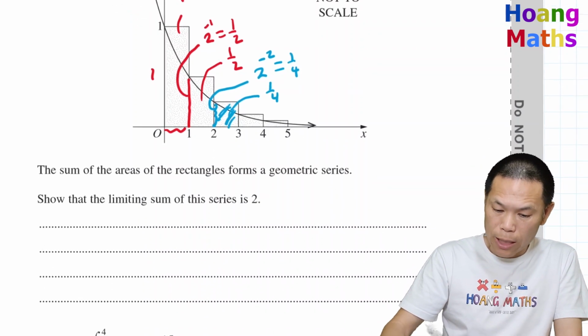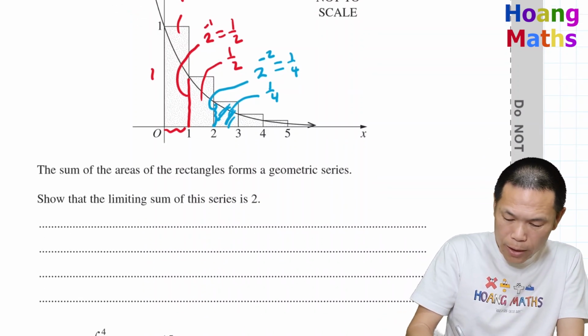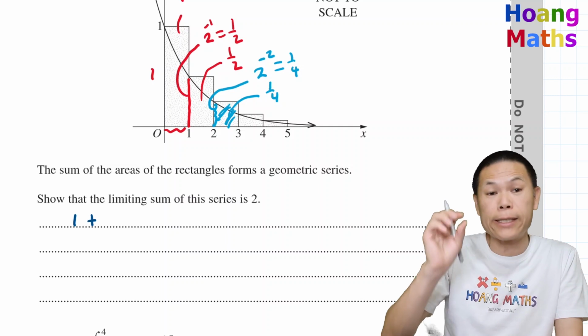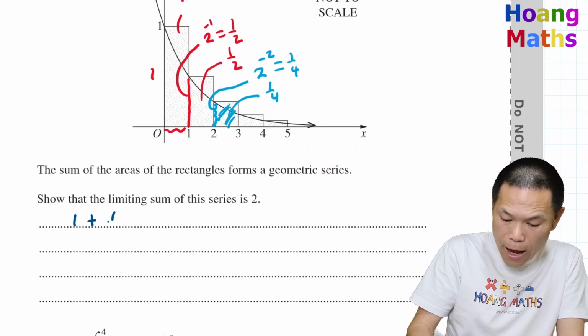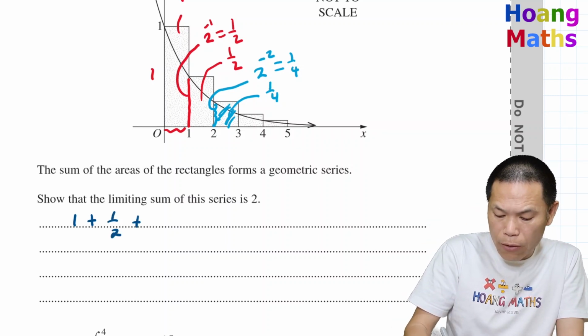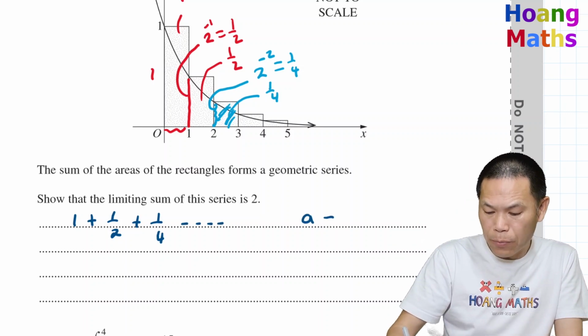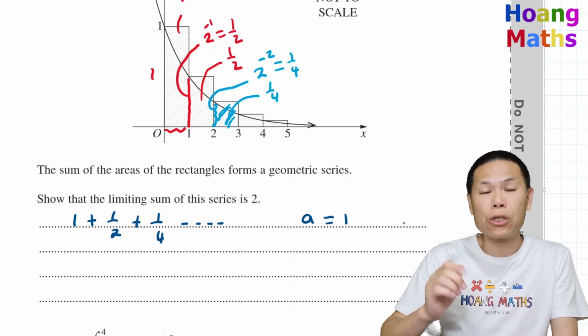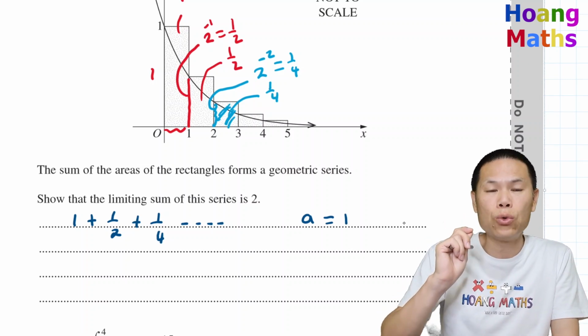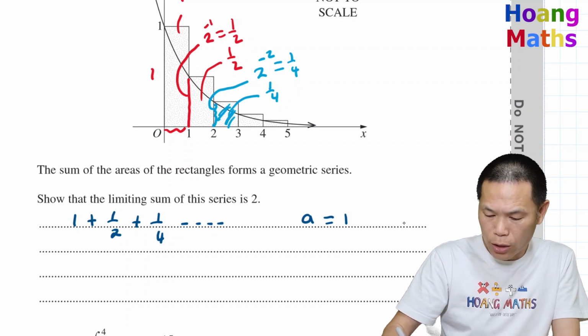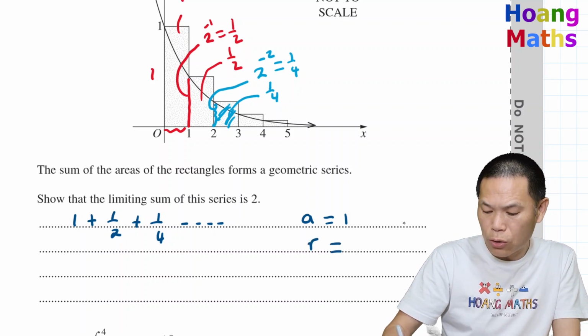Let me write this down. The first area is 1, we add the second area, a half, and we add the third area, a quarter, and so on. So the first term is 1, and the common ratio is a half divided by 1, or a quarter divided by a half, which gives a half. So the common ratio is a half.